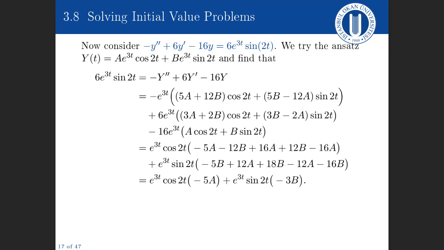Differentiate this 2 times and substitute it into the differential equation and simplify. We end up with e to the power 3t cos 2t multiplied by minus 5a plus e to the power 3t sine 2t multiplied by minus 3b on the left. And we need this to be the same as 6 e to the power 3t sine 2t for all t. So now we know what values of a and b to choose. We're going to need a equal to 0 and b equal to minus 2.